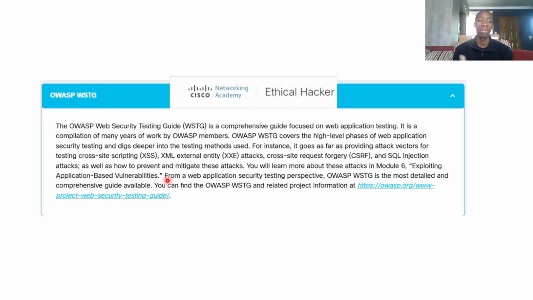Now the OWASP WSTG, or Web Security Testing Guide, is a comprehensive guide focused on web applications. So meaning this methodology will help us when it comes to web application testing. And it says you can simply find the guide here.